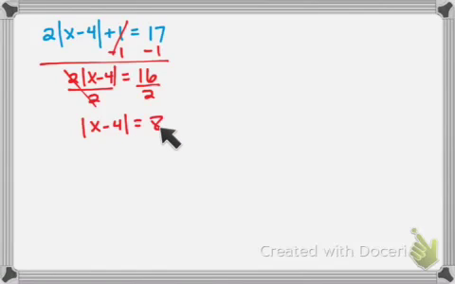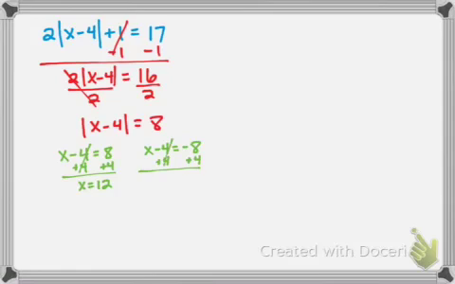That lets me know I have two solutions because it's equal to a positive number. So I know I can set what's on the inside equal to 8 or negative 8. So I have x minus 4 equals 8 or x minus 4 equals negative 8. Then I add 4 to both sides and I get x equals 12. Add 4 to both sides on the other equation and I get x equals negative 4. So my solution to this equation is x equals 12 or x equals negative 4.